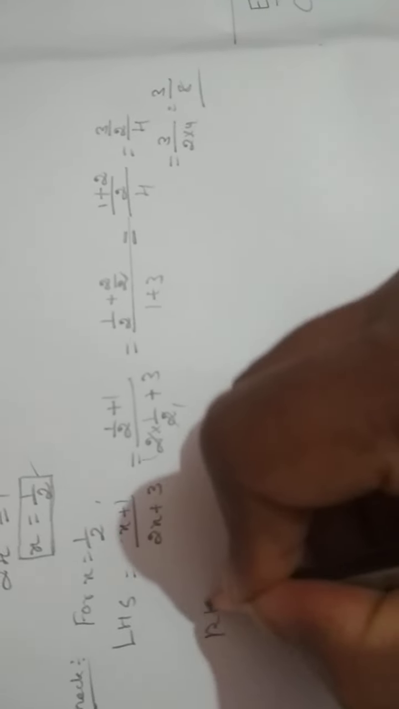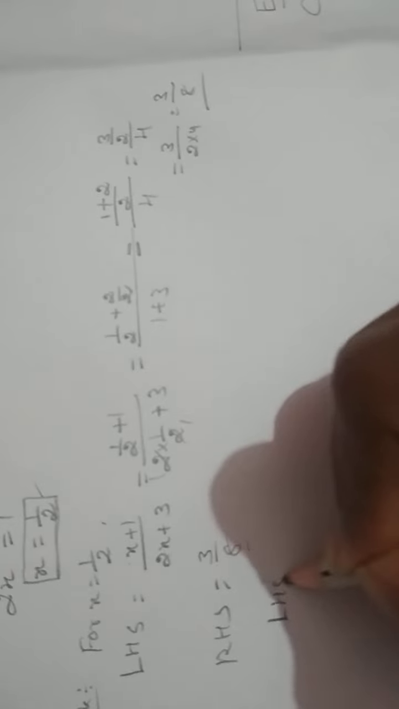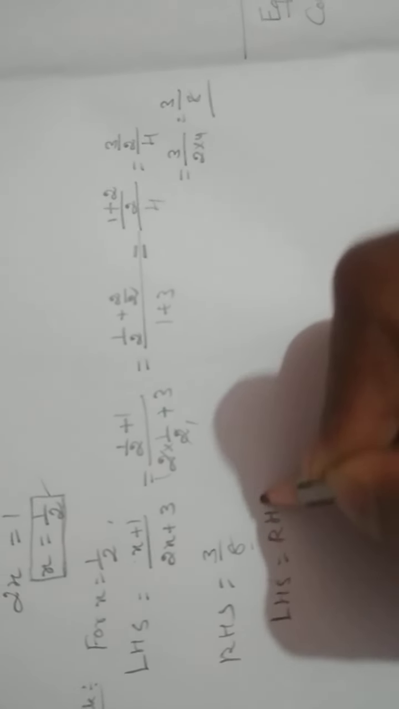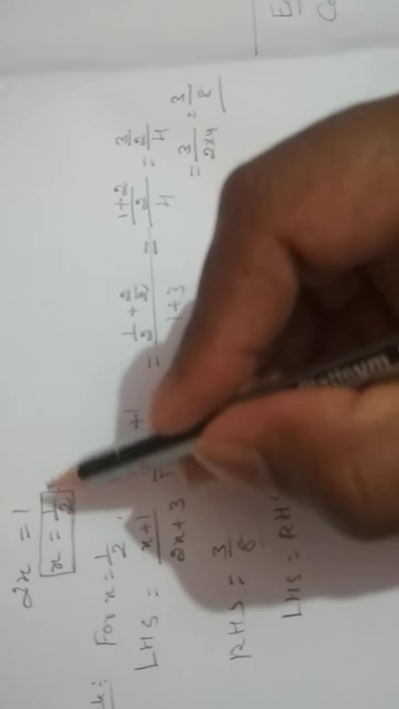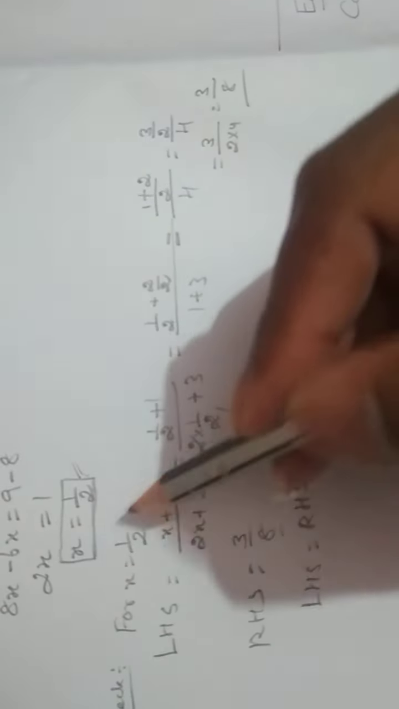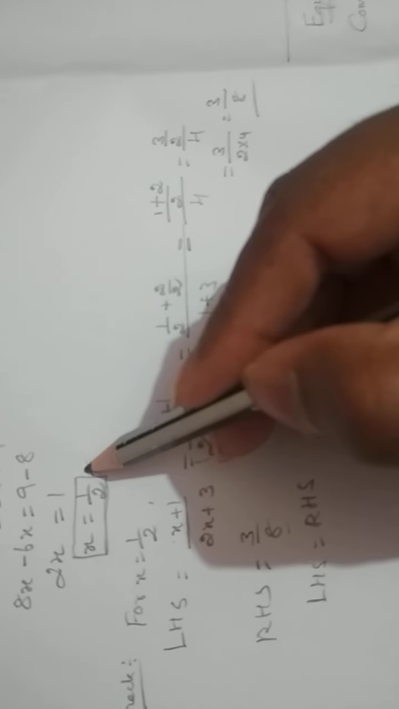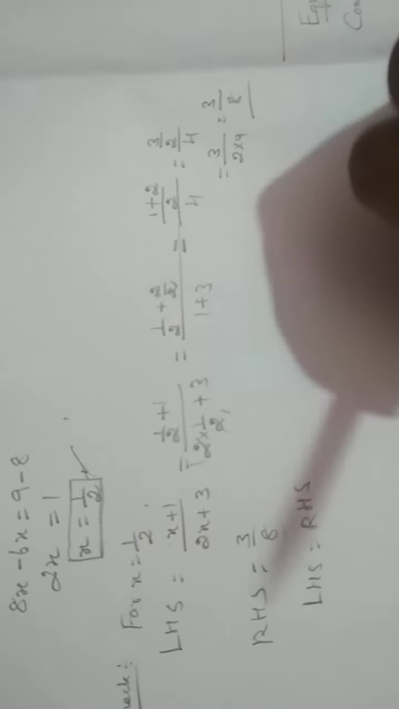RHS is also 3/8. So LHS is equal to RHS. This value makes the LHS equal to the RHS of the equation. So x = 1/2 is the solution of the given equation. Next is the second question.